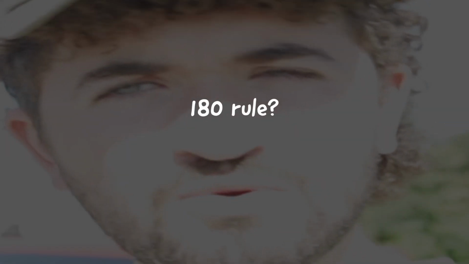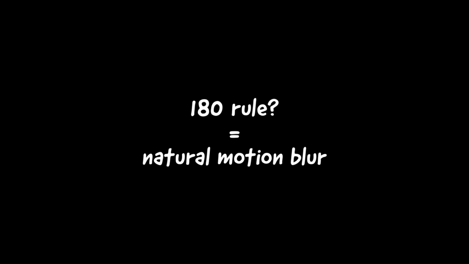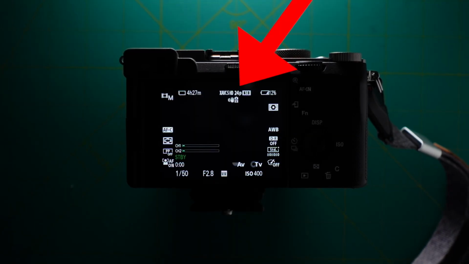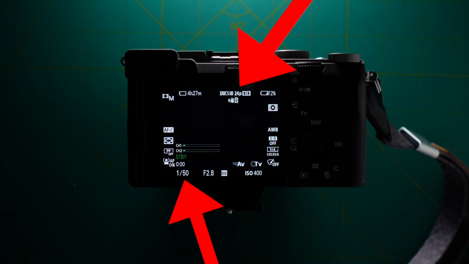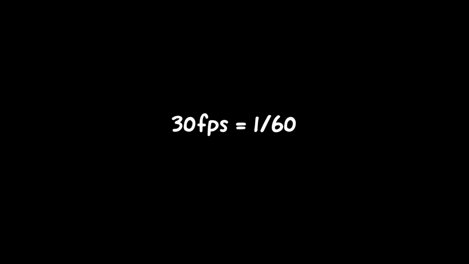But what's the 180 rule? It's what helps give your footage a professional and cinematic look with a more natural motion blur. To do that, you take the frame rate that you're shooting at. If you're shooting at 24 frames per second, you generally want to make your shutter speed double that, so you would go to 1/50. Shooting at 30 FPS, make your shutter speed 1/60. Shooting at 60, make it 1/120, yada, yada, yada.